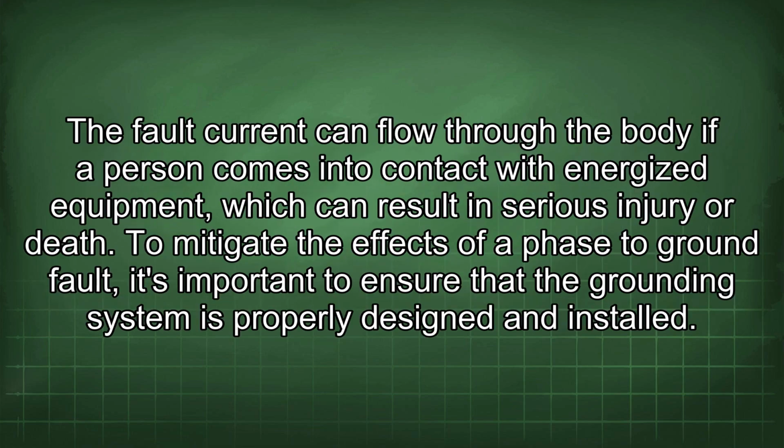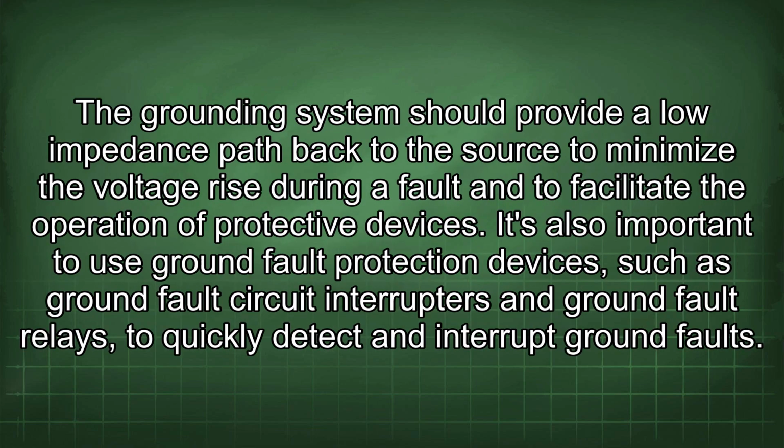In addition to these consequences, a phase-to-ground fault can also increase the risk of electrical shock to personnel. The fault current can flow through the body if a person comes into contact with energized equipment, which can result in serious injury or death. To mitigate the effects of a phase-to-ground fault, it's important to ensure that the grounding system is properly designed and installed. The grounding system should provide a low impedance path back to the source to minimize the voltage rise during a fault and to facilitate the operation of protective devices.